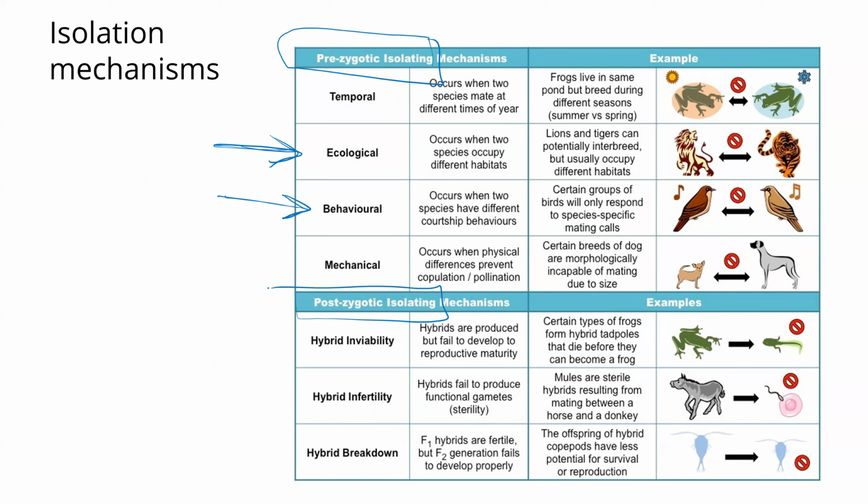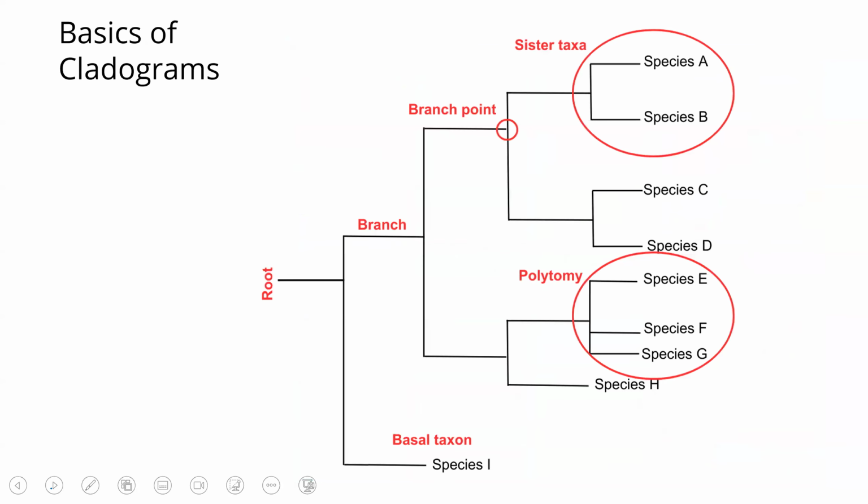So maybe you produce a hybrid, but the hybrid dies. Maybe the hybrids are sterile. And they give you examples here, you can read back through that. Or maybe over time the hybrids break down, where the first generation can reproduce, but then as you go on, over time, things deteriorate and your ability to reproduce diminishes.